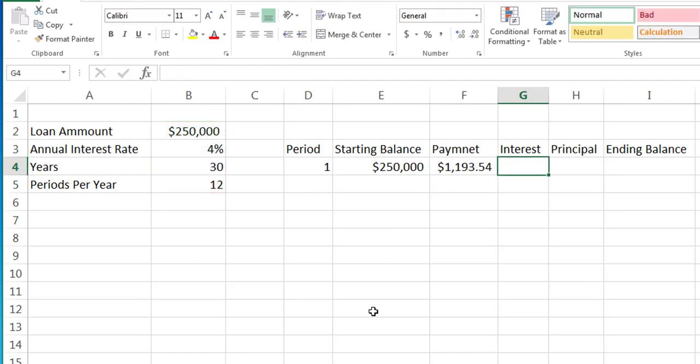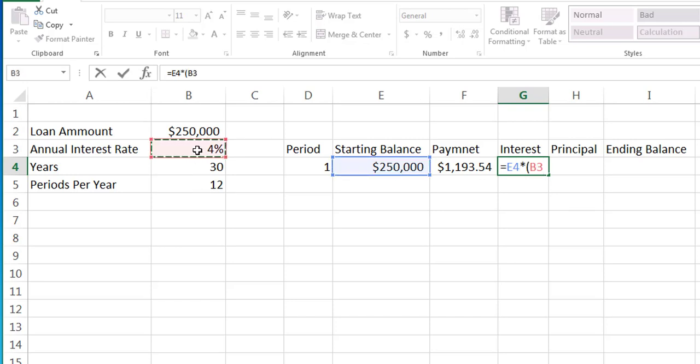Now the interest is the amount of money you're paying on the outstanding balance. So if our starting balance is $250,000 and I'm paying 1/12 of 4% during this first month, I simply have to calculate simple interest on that $250,000. So that's an equal sign, and then I click on the $250,000 and multiply that by, open parentheses, my 4% annual rate divided by my 12 months.